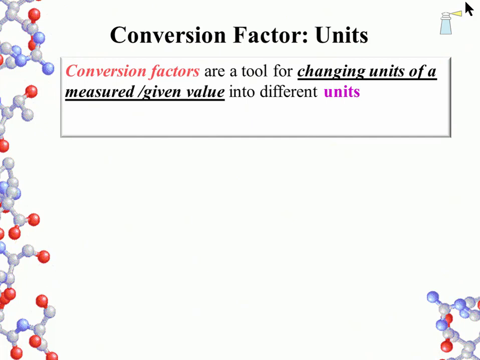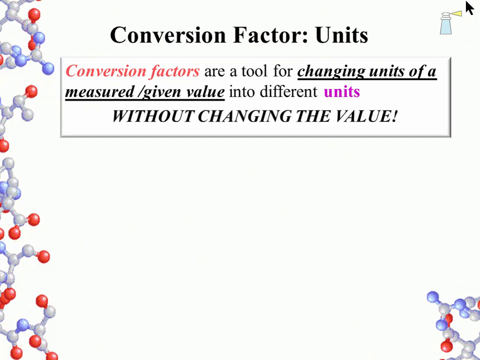Conversion factors are a tool for changing units of a measured or given value into different units without changing the value. For that to be true, the units in the conversion have to be the same type. That is, they are both units of a kind of measurement, such as length. Inches can be converted into centimeters, or units of weight. Grams can be converted into pounds.